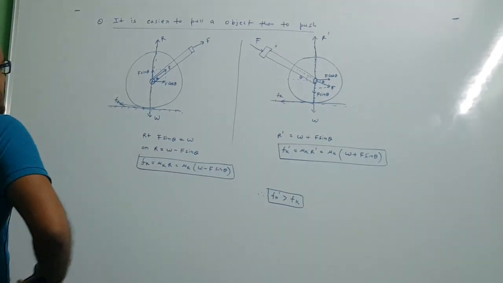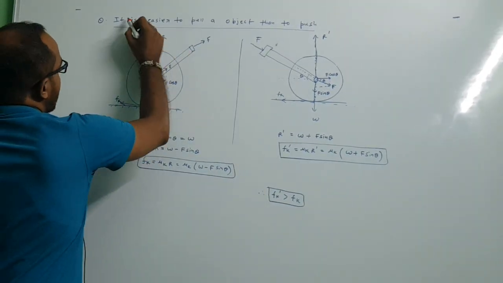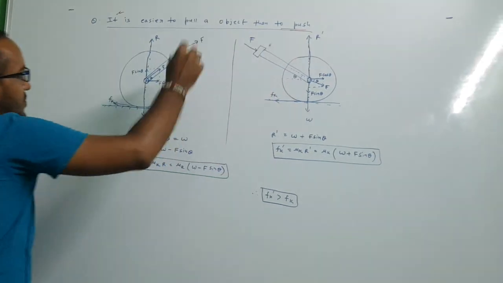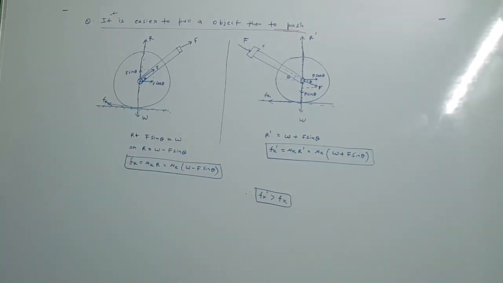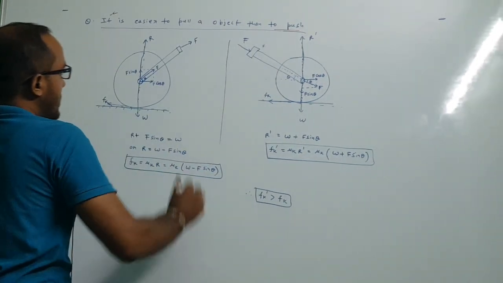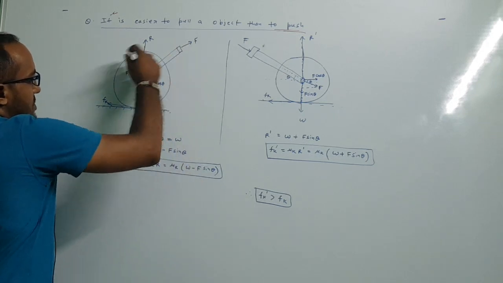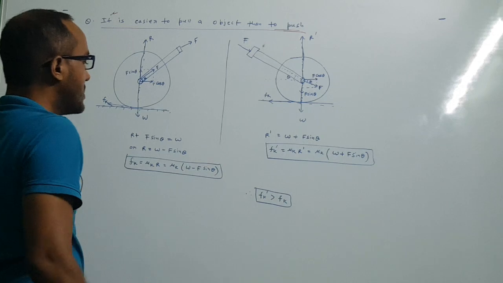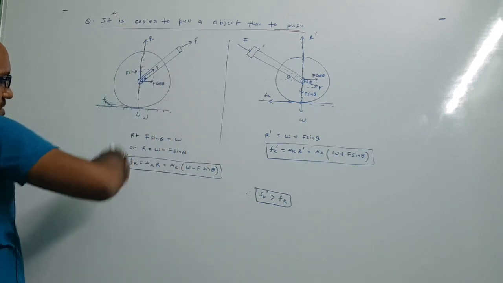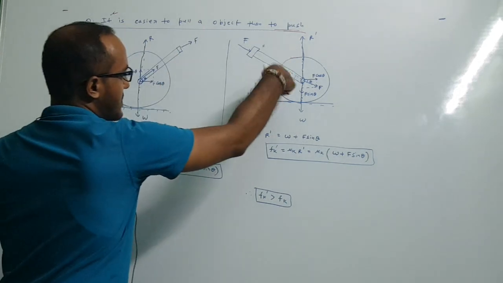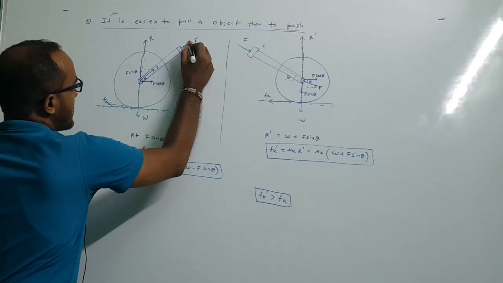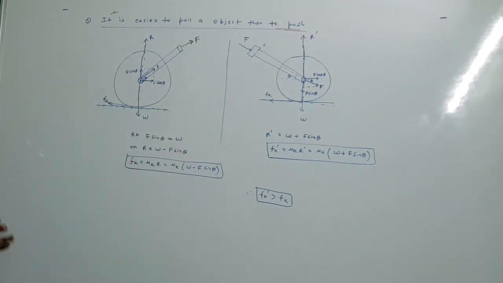So let us see another question. It is easier to pull an object than to push. So you have to prove that it is easier to pull an object than to push. So here in this arrangement, it's a roller. We are showing the front end only. You are pulling with the handle, and here you are pushing with the handle. If you are pulling with the handle, that is, if you are applying the force F towards yourself.